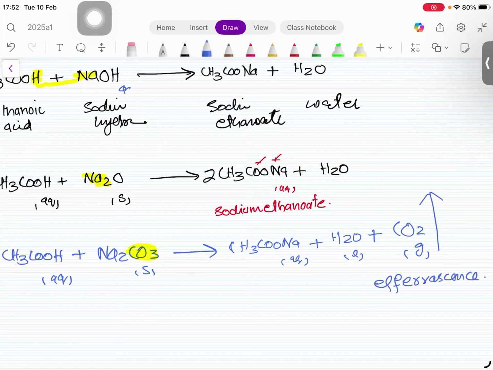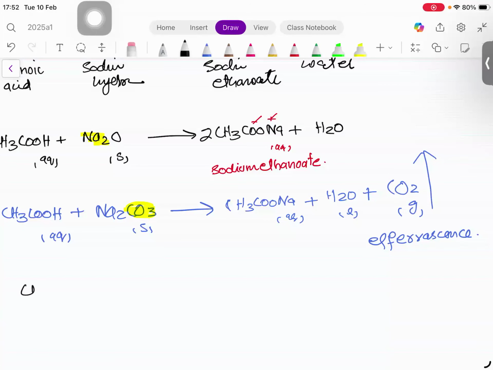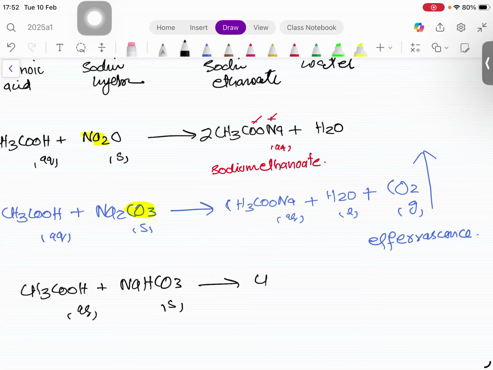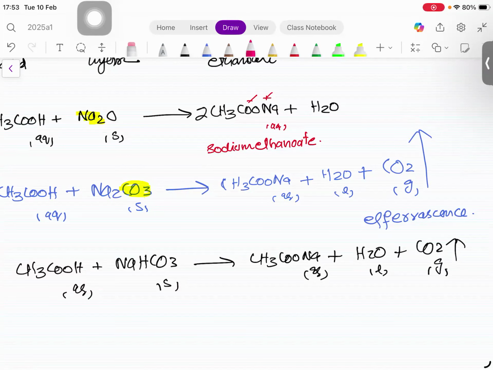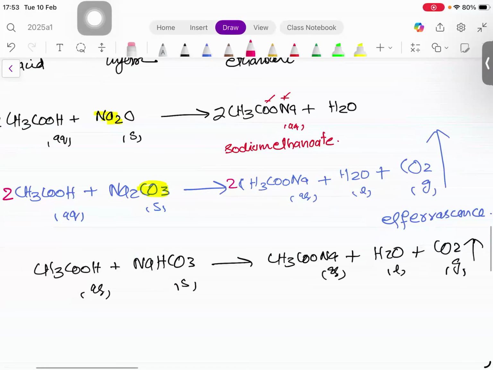This is also a test of carboxylic acid. Adding carbonate into a liquid fizzes, so it means this is a carboxylic acid. Okay, I'll explain in the next part. And last but not the least, when CH3COOH reacts with sodium hydrogen carbonate, instead of carbonate, it's a hydrogen carbonate, the principle remains the same. And what is the principle? It's going to displace hydrogen. So CH3COONa, sodium ethanoate, along with water and the fizzing means carbon dioxide with effervescence. Gas and effervescence. Effervescence is the fizzing. In order to balance, two.